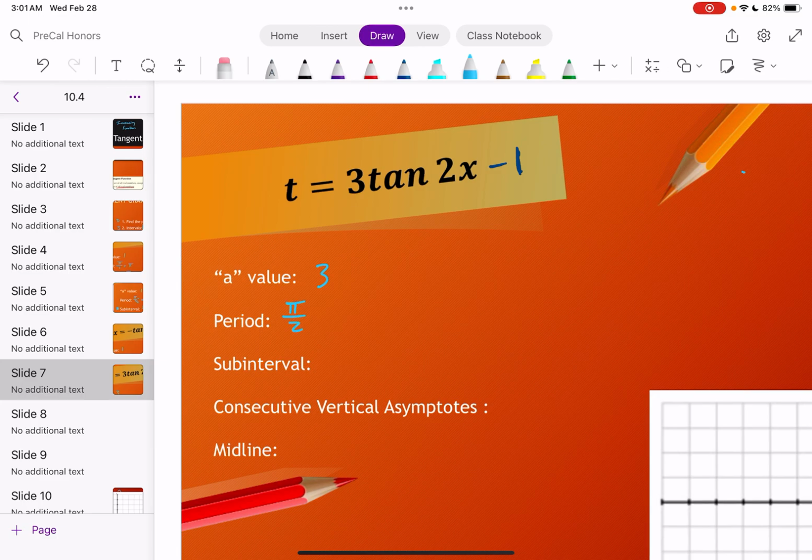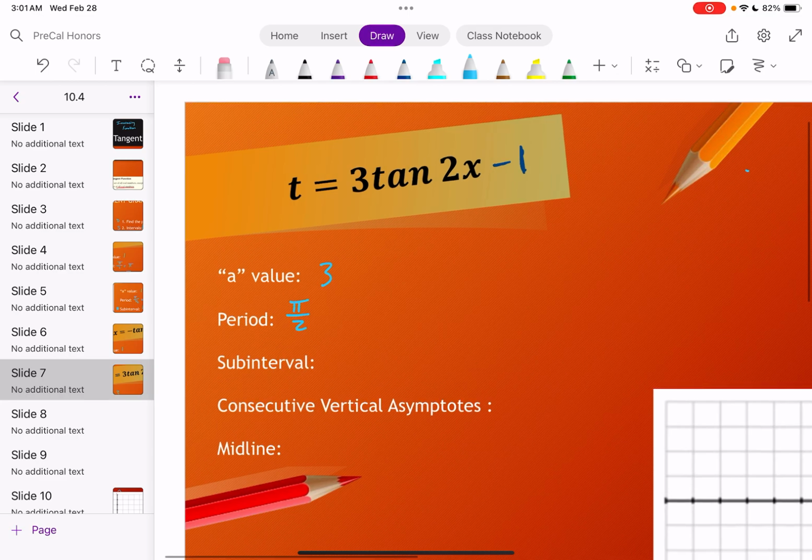over 2. Our subinterval would be pi over 2, and that's going to be divided by 4. When that happens, you're going to end up with pi over 8. Your midline in this case would be negative 1.